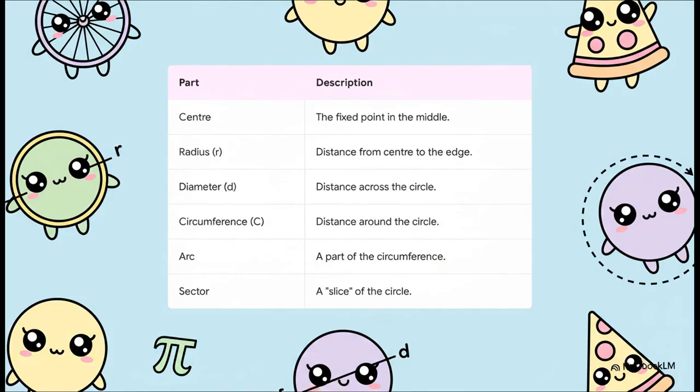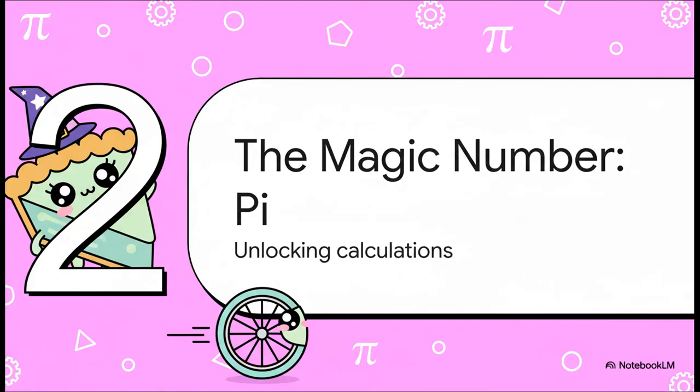All right, so here's a handy little table with all those key terms in one spot. We've covered the big three: radius, diameter, and circumference. But check out those last two. An arc is just a piece of the circumference. And a sector, that's a full wedge of the circle. Just think of it like a perfect slice of pizza. Easy, right? Okay, so how do all these parts connect with each other, mathematically?